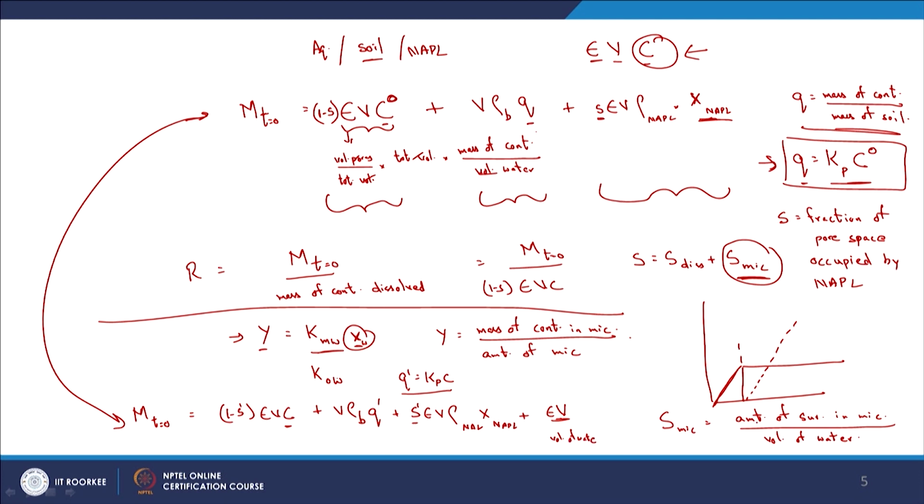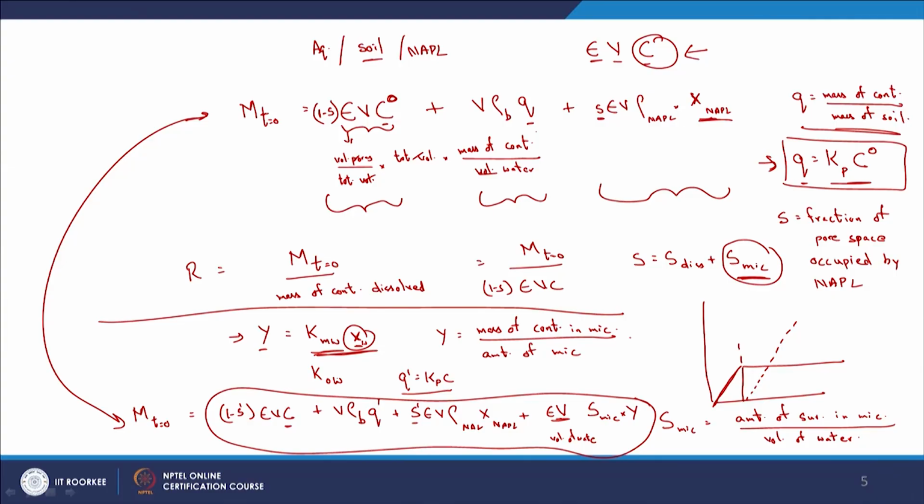So, it will have to be multiplied by S micelle obviously, and then by Y. So, this is what we have, and again what is Y? Y is nothing but kmw into X. X is again the mass fraction of the contaminant in the water. So, how can I represent it in terms of variables that I have here? X will be nothing but C dash by density of water, let us say.